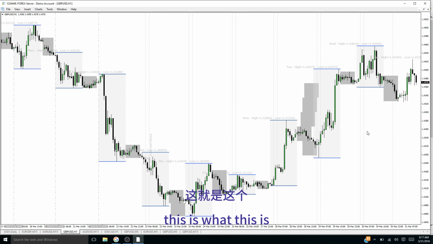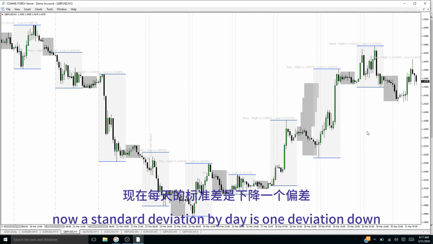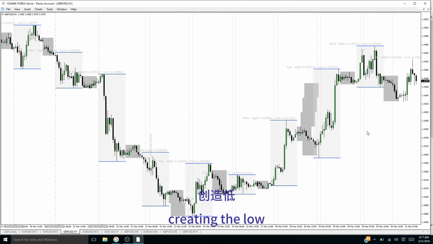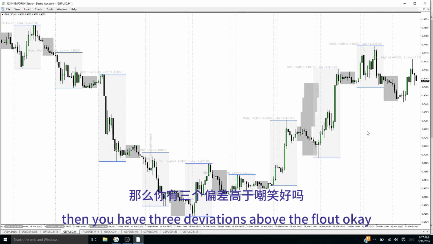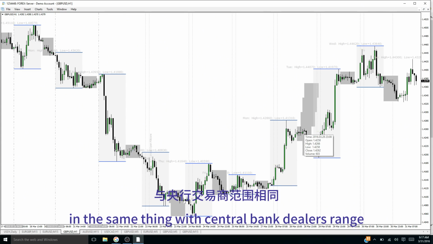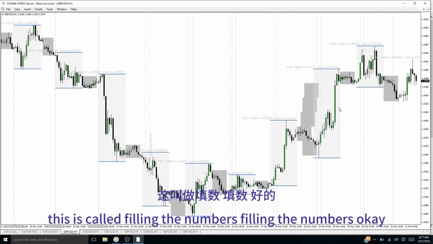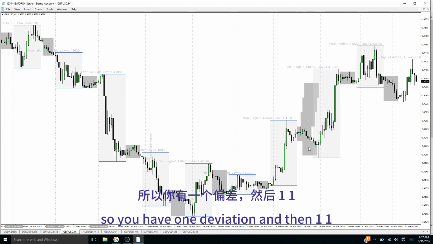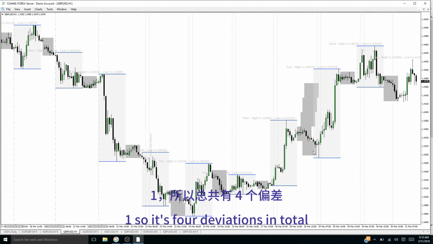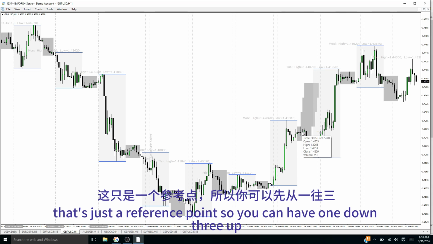But it's going to be a standard deviation buy day. This is what this is. Now, a standard deviation buy day is one deviation down, creating the low. Then you have 3 deviations above the flout. Okay, and the same thing with central bank dealers range. We'll get into all that this weekend. But what this is, this is called filling the numbers. Filling the numbers. Okay, so you have one deviation and then 1, 1, 1. So it's 4 deviations in total, not counting the one in the middle. That's just your reference point.